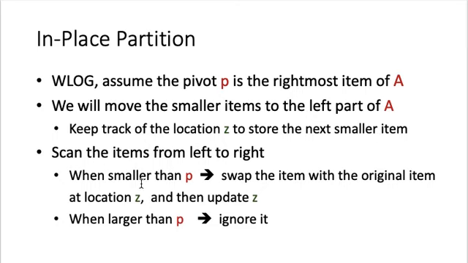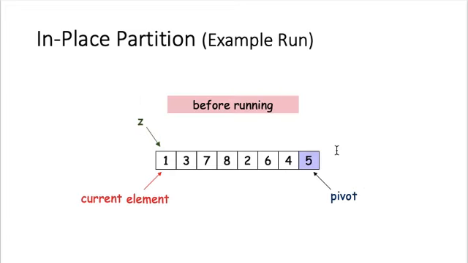Then what we are going to do here is that when we hit the smaller item, we swap it with the original item at location Z, which is the position where we try to store the next smaller item, and update Z. But when we hit the larger item, we will just ignore it. It may sound unclear, but it is actually a simple method. So we will see an example run.